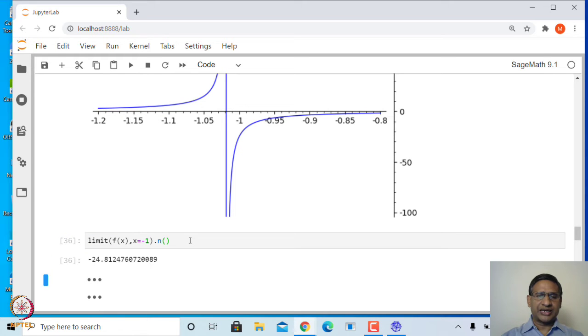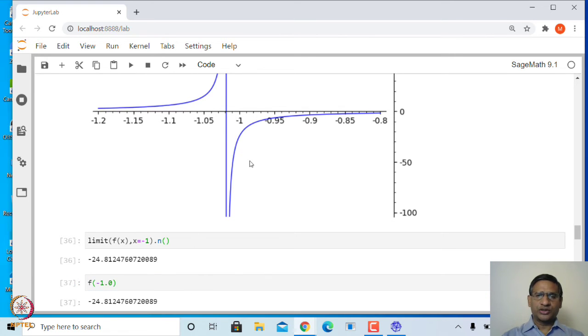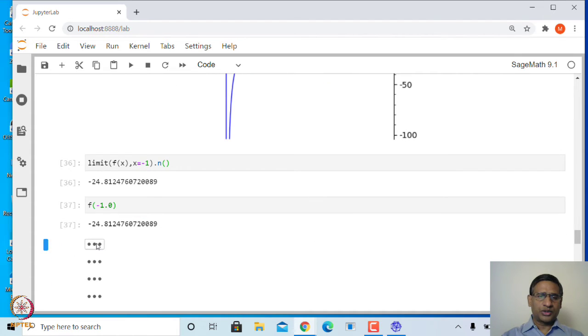So, if I look at the limit at minus 1, this limit is minus 24.8124 and so on. But that is the same as the value of the function. So, this function is continuous at minus 1, right. So, how do we find out?